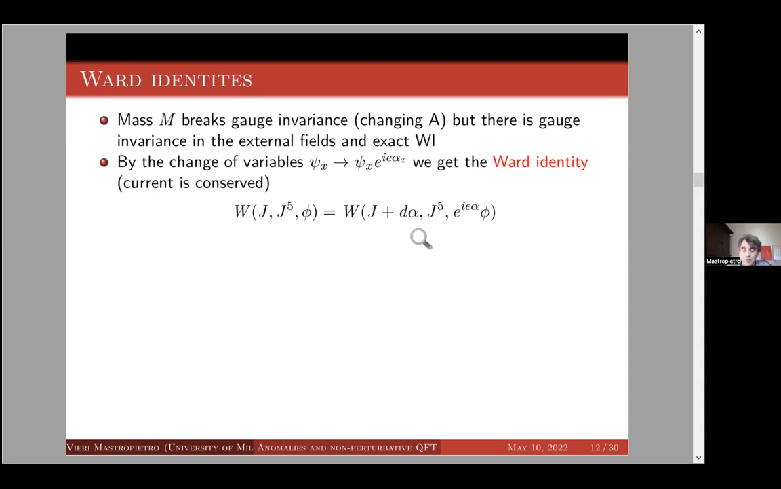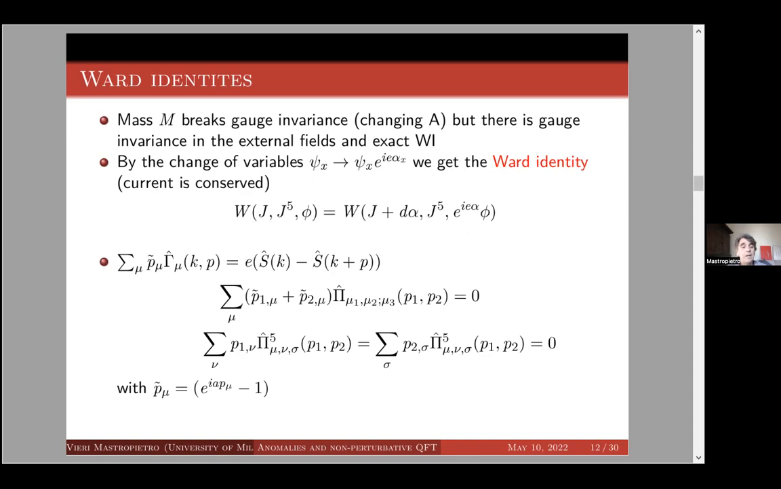So I regularize the theory with a lattice so that the current J is conserved, but not the J5. Okay, and then there is no way to implement it in a way that both are conserved. So in particular, now you take derivatives from this relation here. I can get these Ward identities. This is the three-point function.